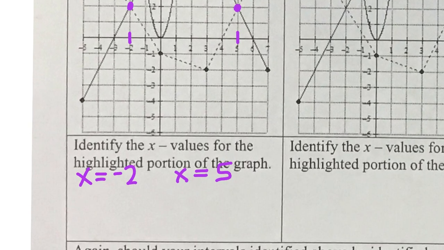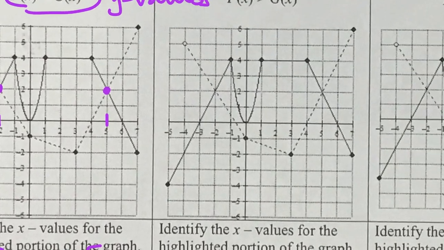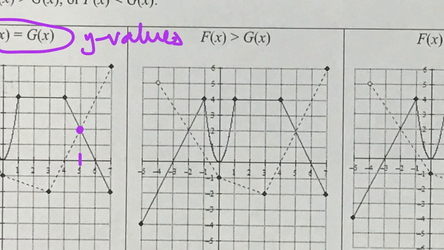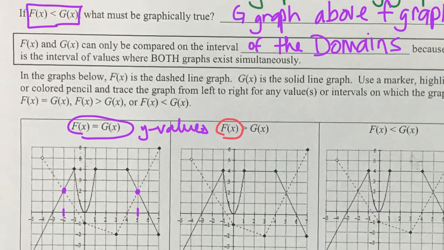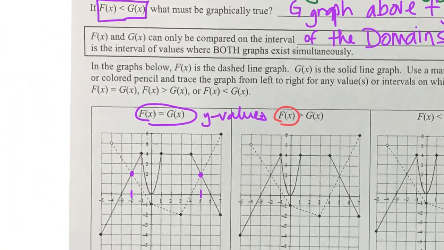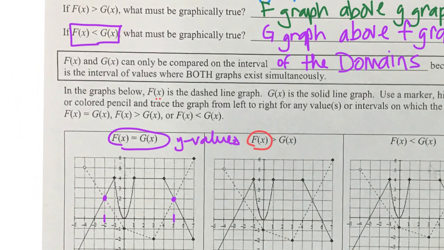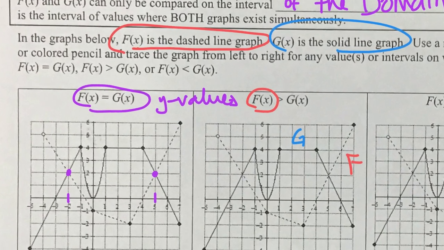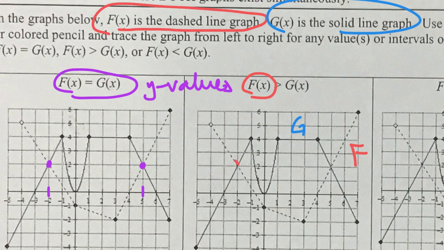Okay, what does it say below? Identify the x values for the highlighted portion of the graph where f is greater than g. So let's see, which graphs are which? Does it tell us? f is the dashed line and g is the solid line. So this is g as the solid and f as dashed. So where are the places where the f graph is above the g graph?